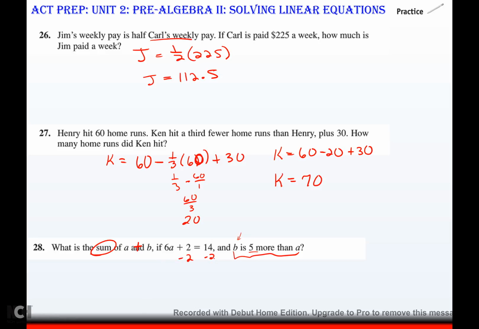So I'm going to minus 2. 6A equals 12. Divide by 6. A equals 2. And then it says B is 5 more than A. So B is 7. Now, they didn't just say find them, they said find the sum of them. So 2 plus 7 is 9.